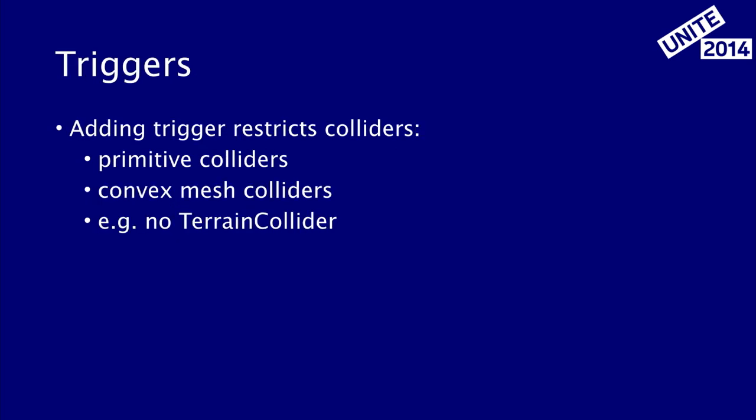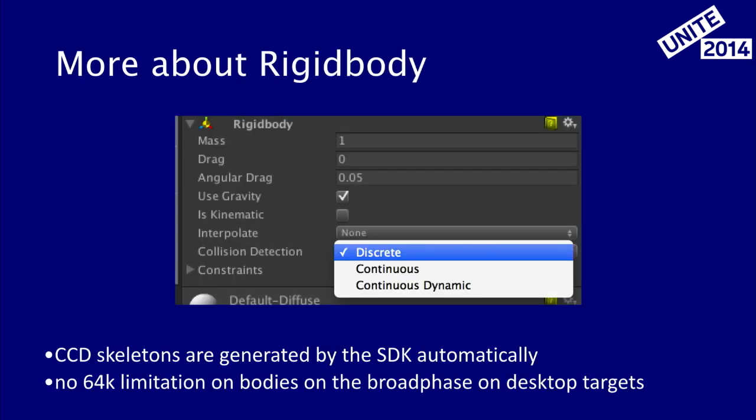Next. Triggers. As you know, when you have a collider, there is a small checkbox there, Is Trigger. When you add a trigger, there are the same restrictions as for dynamic bodies. So with triggers, you can now only use convex colliders. That is basically all primitive colliders and, of course, convex mesh. So for instance, you can no longer have a trigger on the terrain collider. We had some use cases for that, but unfortunately it's no longer supported.